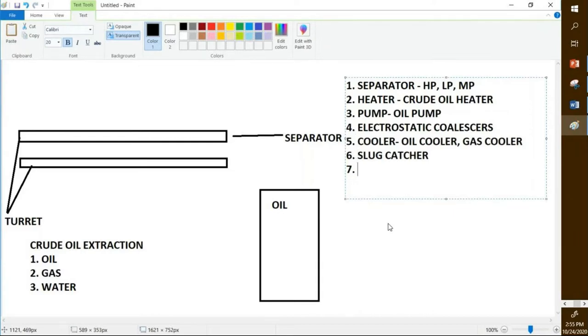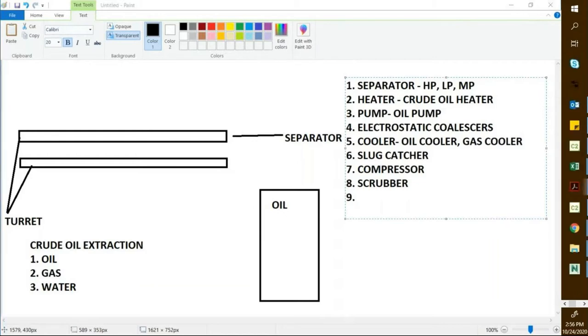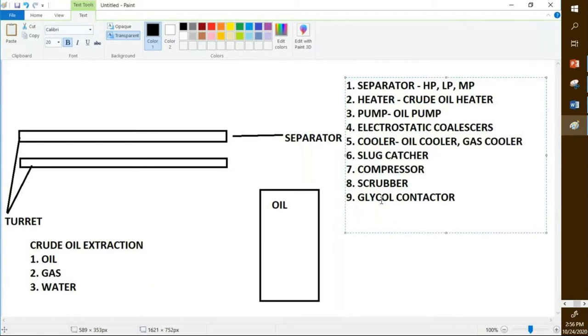And then if you come to the gas separation, sometimes the compressor will come into the picture. And then the scrubber will be there. Compressor, and then what other things will be there? The cooler I already mentioned. And the special thing is the glycol contactor will be there. Then the glycol contactor and its skid will come into the picture. And then the other components here, maybe the compressor will be in first stage, second stage, like that. HP, medium, low pressure, that will come.